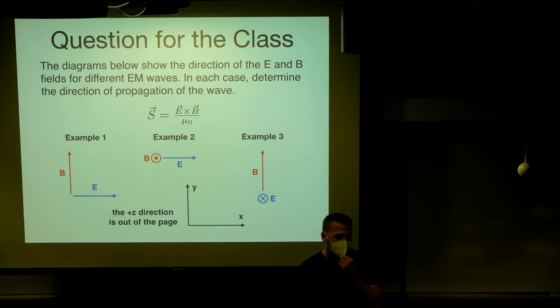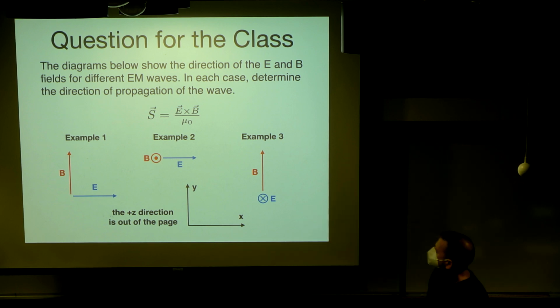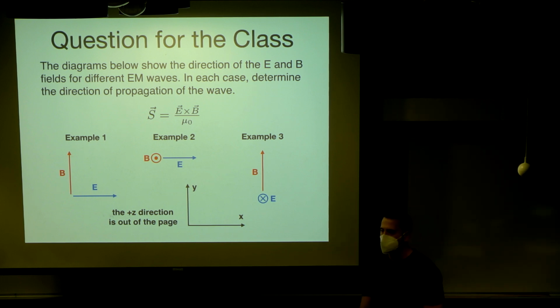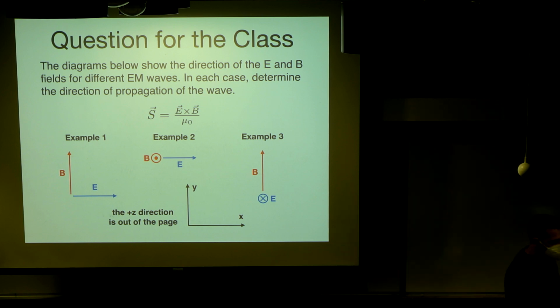Okay? So I have three different examples here, which show you the E and B fields for a certain type of electromagnetic wave. Given that you know the direction of E and B in each one of these cases, you should be able to tell me which way the wave is moving, which way it is propagating in each case. Okay? That's just the right-hand rule because we're dealing with cross products. So work it out in each case, take a few minutes, and then let me know what you get.